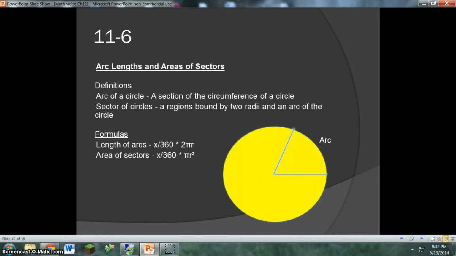11.6 Arc lengths and areas of sectors. A sector of a circle is a region bound by two radii and an arc. In general, if the measure of arc AB was x degrees, then the length of arc AB would be x over 360 times 2 pi r. The area of sector AOB would be x over 360 times pi r squared.